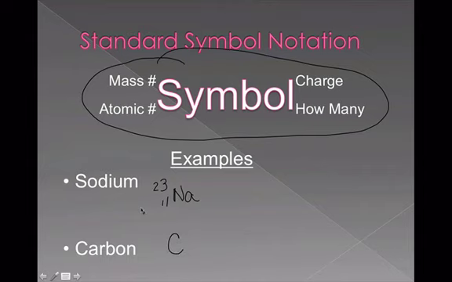Carbon. If you find carbon is 12.011 for its atomic weight, which would make its mass number 12, and then its atomic number is 6. So make sure you're also familiar with these symbols and these numbers when you see them so you know what they mean.